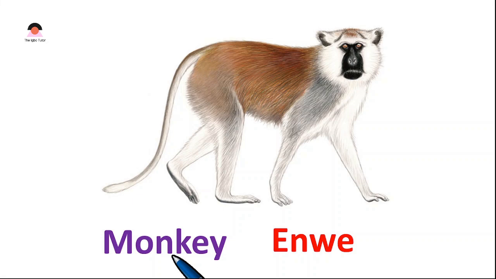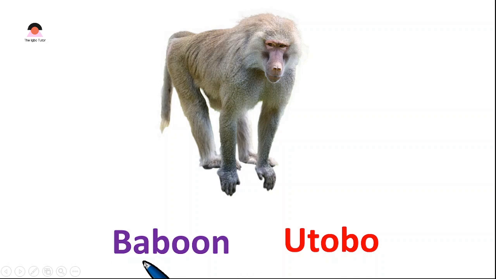Next is monkey. A monkey is called Enwe in Igbo language. Enwe, monkey. What is next? Next is baboon. We call this Utobo in Igbo language. Utobo. What is the difference between monkey and baboon?